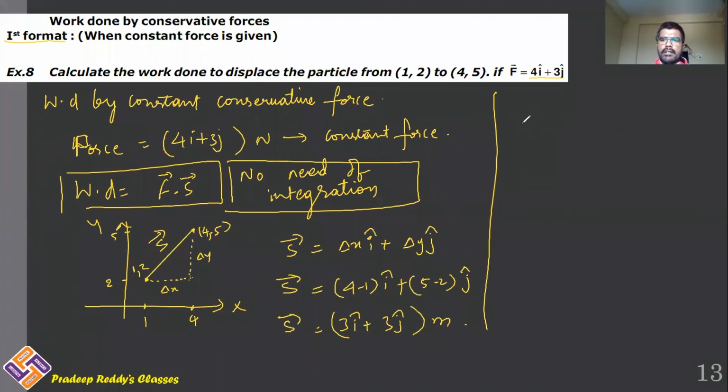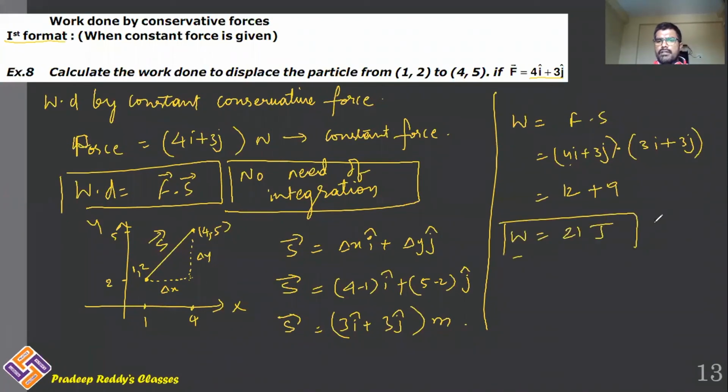You want to calculate the work done. Work done W is equal to F dot S. Take the dot product of these two vectors: 4i plus 3j dot 3i plus 3j. This is equal to 4 times 3 is 12, i dot i is 1, 3 times 3 is 9, j dot j is equal to 1. 12 plus 9, that is 21. Work done is equal to plus 21 joule.